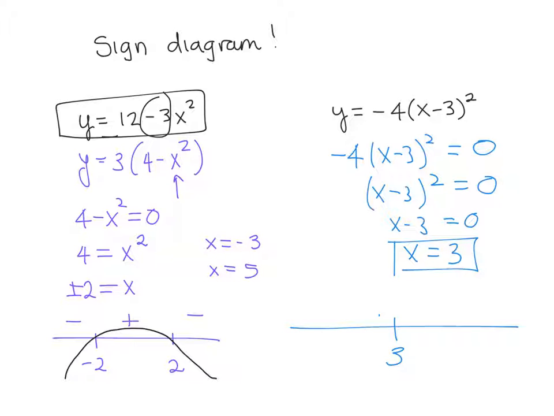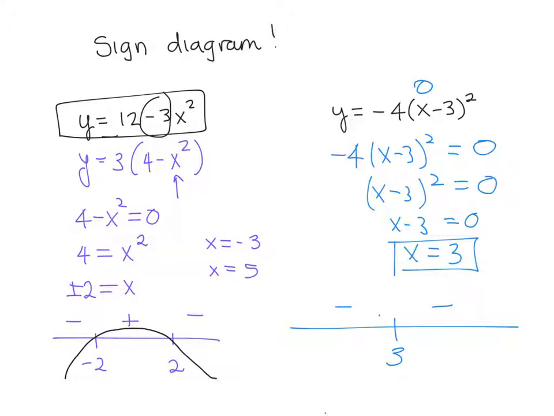Something that's left side of 3, such as 0, if you plug in the 0, we have 0 minus 3, that's negative 3. But we need to square that number so it becomes a positive. Negative 4 times some kind of positive number, that's going to be a negative. What about something that's the right side of 3, such as 5? 5 minus 3 is 2. 2 squared is 4. 4 times negative 4, that's another negative. So we have negative and negative.